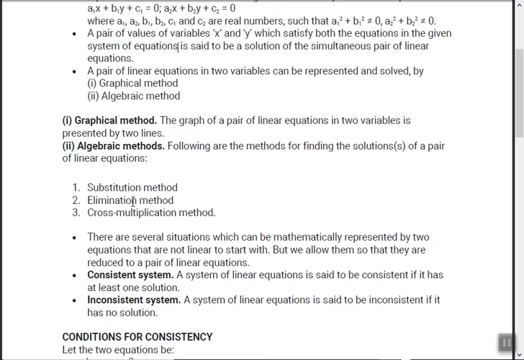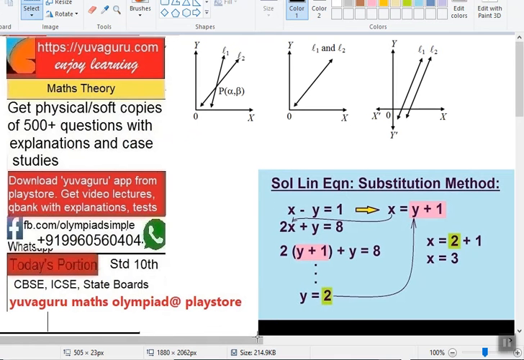Once you start solving the problems, you get it easy. See, this is the algebraic substitution method. These are two equations: x minus y equals 1, 2x plus y equals 8. So substitution means what? From one equation, we find the value of x in terms of y and then substitute it in the second equation.